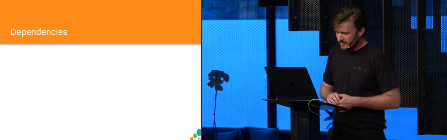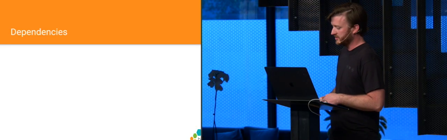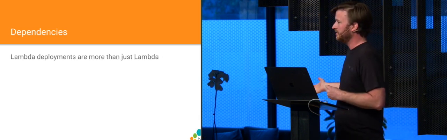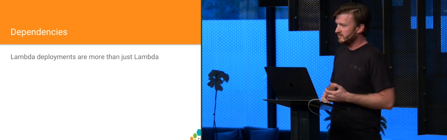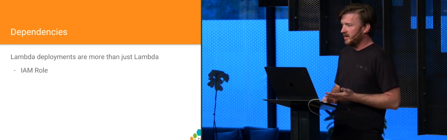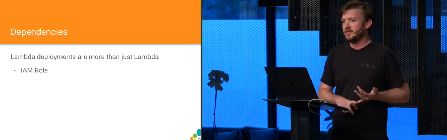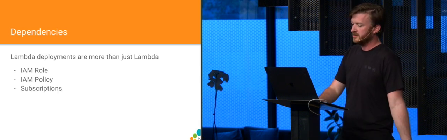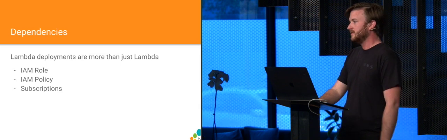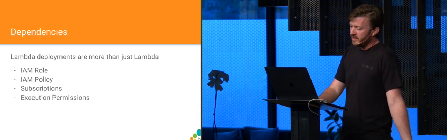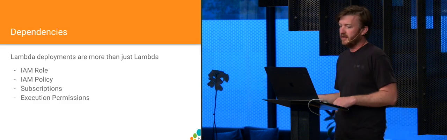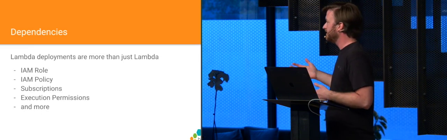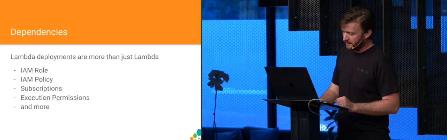So the next challenge we have is packaging the Lambda function. Lambda deployments have more than just Lambda code and Lambda functions. There's bits of dependencies that they have. For example, they need an IAM role. They need to run with an IAM role that has permissions to do things. They need a policy attached to that IAM role that defines those permissions. If you're subscribing to CloudWatch logs, you need to define the subscriptions. You need to grant CloudWatch or S3 or SNS permission to execute your function, and some other things depending on the type of Lambda function that you're running.